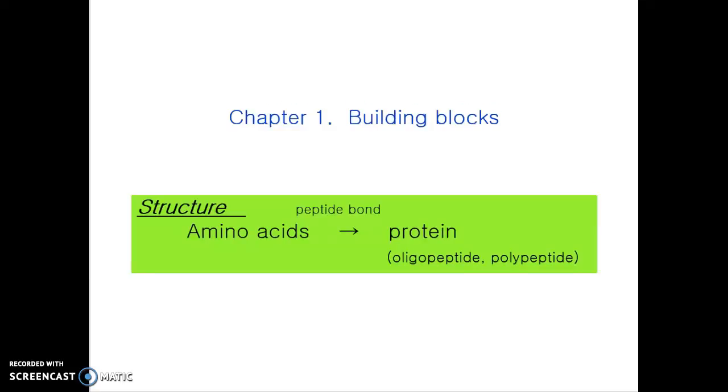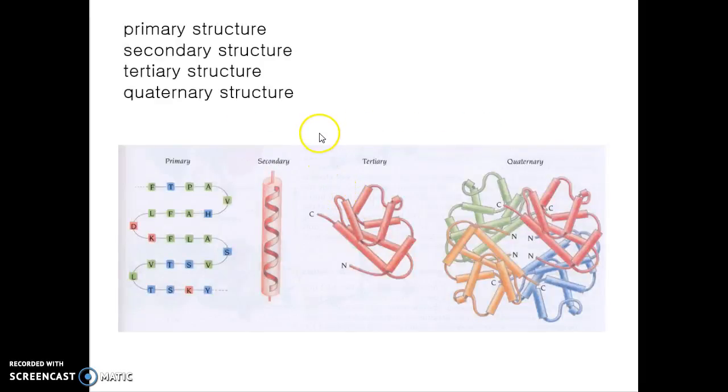In chapter 1, we're going to learn about the building blocks of proteins. Proteins are made up of amino acids linked by peptide bonds. Proteins have four different levels of structure.